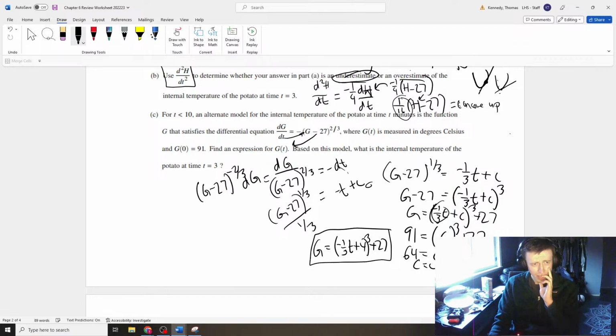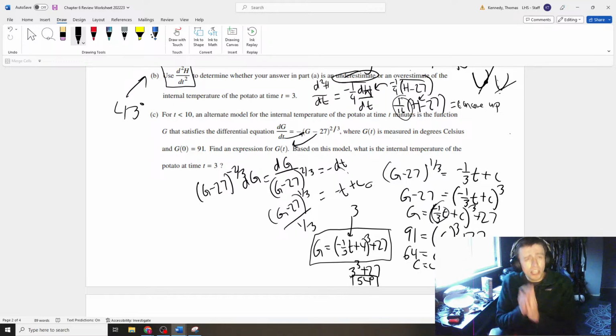Bam. Equation. Now chuck a 3 in here for the final bit, and we get (negative 3 plus 4) cubed plus 27. So it's 1 plus 27, which is 28 degrees... our answer from this model, which if you compare to part A, I got 43 degrees up here. It turns out that the fact that I said this was an underestimate is borne out by the answer to that model.